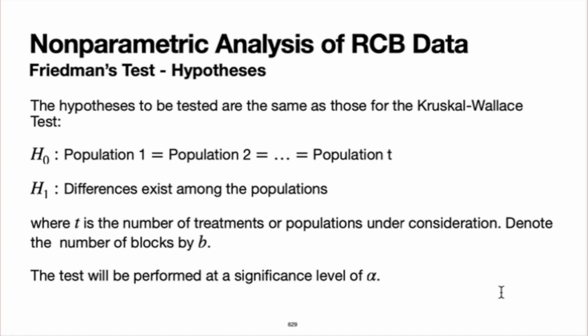So on this slide, we actually have the hypotheses that we're going to be testing. The test statistic is on the next slide, but on this slide are the hypotheses that we'll be testing. And you'll see that it's the same set of hypotheses that we were testing in the Kruskal-Wallis test. Now, in this setup, we're using just a little bit different notation. When we talked about the Kruskal-Wallis test, we denoted the number of populations by K. In this context, we're going to denote the number of populations by lowercase t. And so t is the number of treatments, or the number of populations under consideration in a given situation. And then again, the number of blocks is denoted by lowercase b. Now, we're going to perform this test at a significance level of alpha.